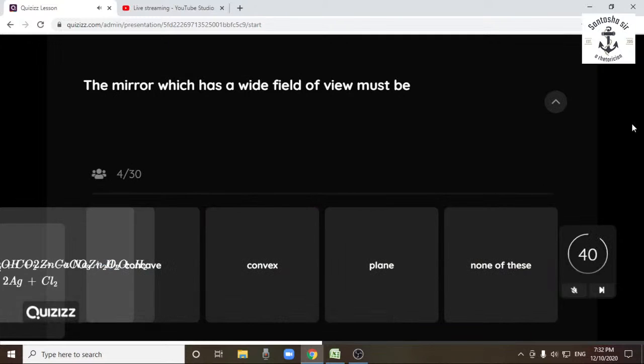The mirror which has a wide field of view must be... 35 seconds. 25 seconds. 10 seconds.